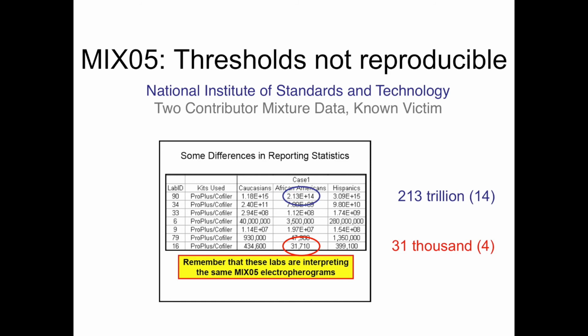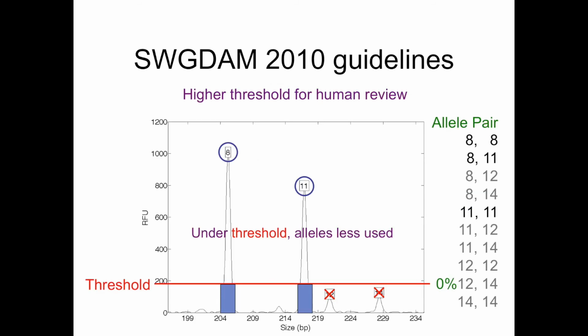Of the groups that did, the amount of information ranged from 4 zeros in the tens of thousands up to 14 zeros, or hundreds of trillions. Same data, 10 billion-fold variation. 10 billion is 10 zeros in it. 10 billion-fold variation of what the interpretation is using mainly these threshold methods and inclusion methods. So that created some concern.